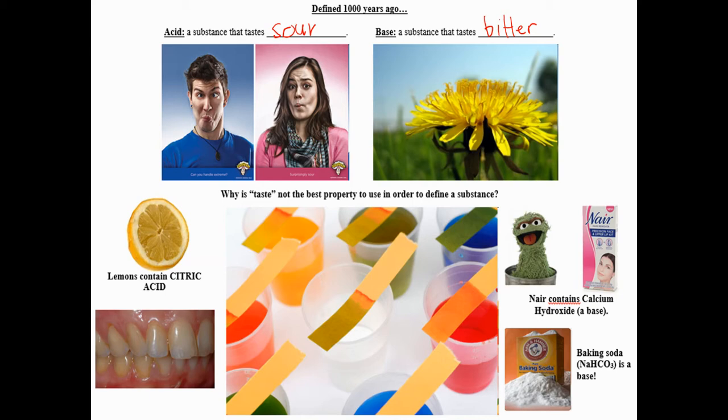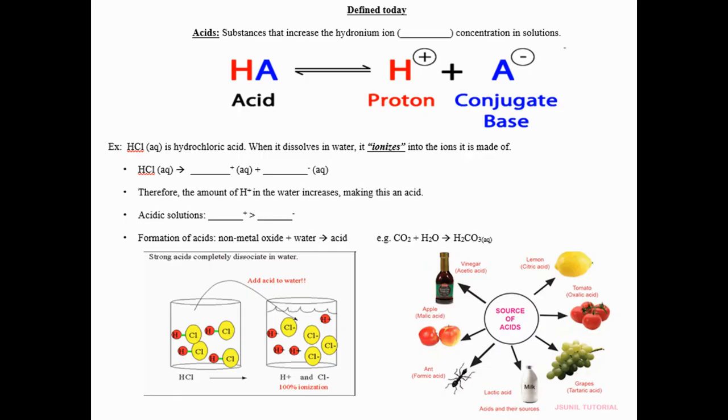So here are some common ones. Fruits contain a lot of acids in them. For example, there's an acid in lemon called citric acid. Baking soda is a common base. This stuff here to remove hair contains calcium hydroxide, which is a base. But obviously, to determine if these are acids or bases, tasting them probably isn't the best process. There must be some other process, and today there is.